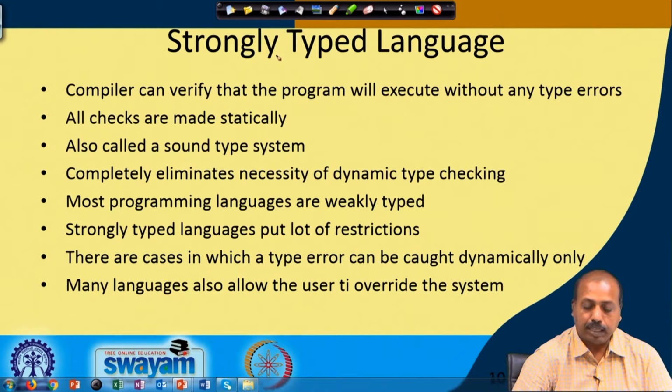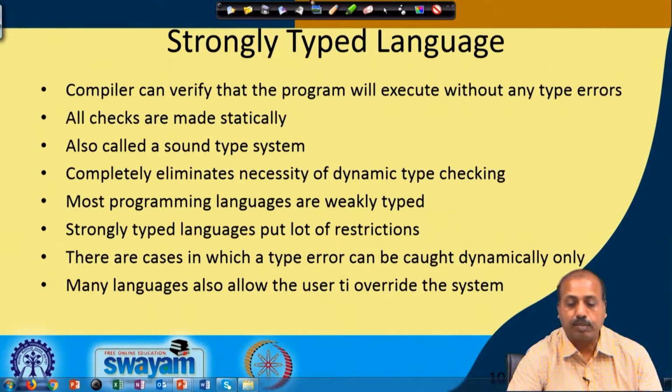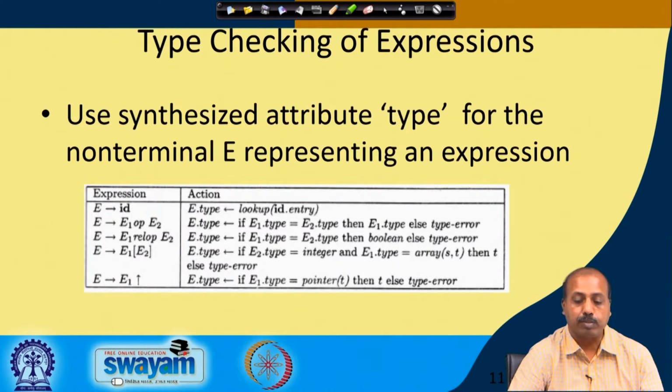Many languages will allow users to override the type system, like type coercion, where you can have type casting. For example, the C language allows this type casting facility. So, it can allow you to override the type system. So, these are some of the concerns for strongly typed languages, which may not be followed very rigorously because of these problems.